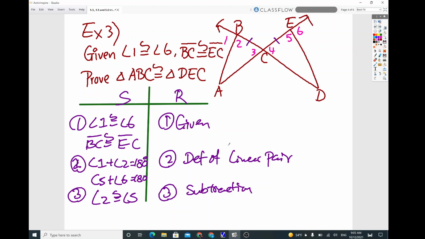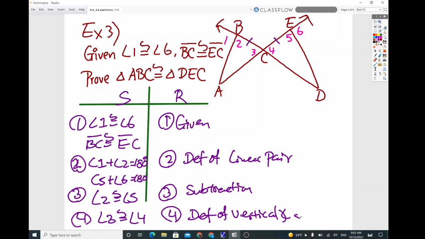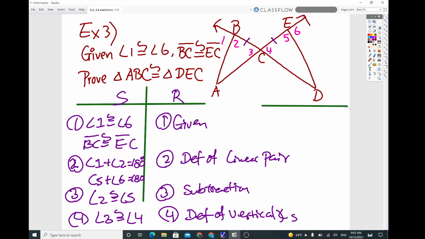Another thing that we notice, angle 3, angle 4, just like the previous example. So those two are considered vertical angles. So definition of vertical angle. And then keep going with the statements and reasons.